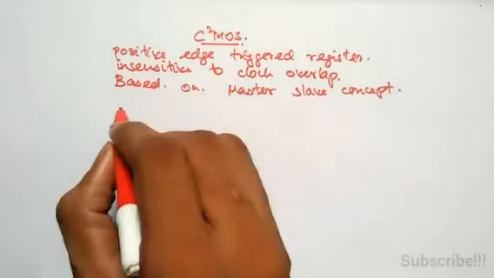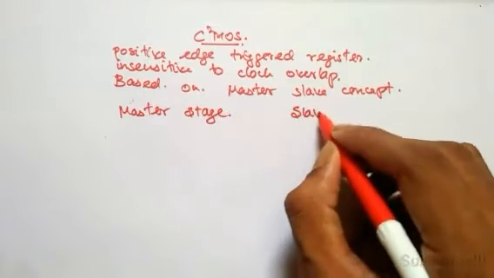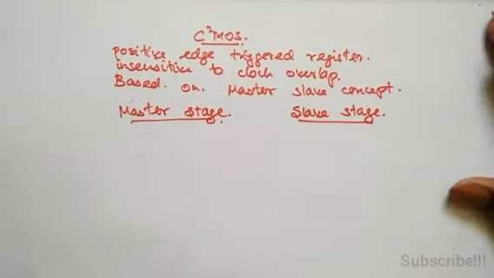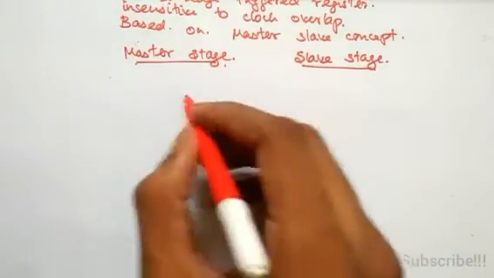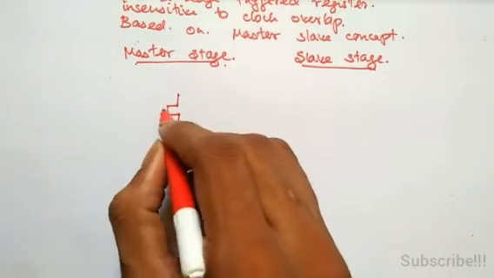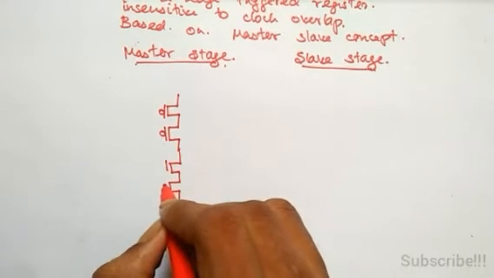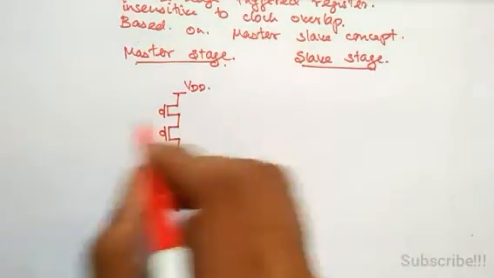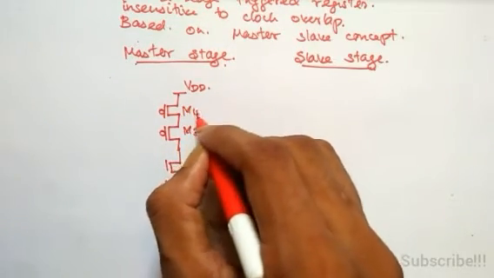Basically, C-square MOS is constructed using two stages, master stage and slave stage. So the master stage is constructed using two PMOS in series with two NMOS. We know that the source of the NMOS is connected to ground and source of the PMOS is connected to VDD. Let us name these as M1, M2, M3 and M4.